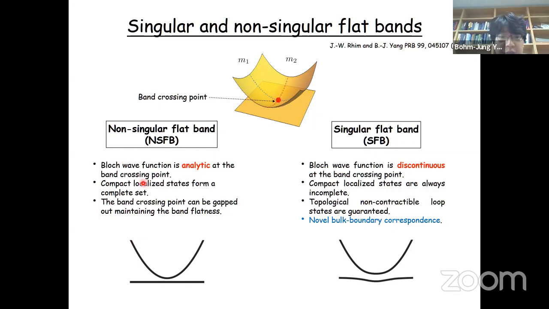In the first case, the compact localized states form a complete basis. On the other hand, in this case the compact localized states are always incomplete. We need a non-contractible loop state. Another important, interesting difference between these two classes is that in this case, we can open a gap at this crossing point while keeping the flat band flat. On the other hand, in this case, once you open a gap at the crossing point, this flat band always develops dispersion. This is another important difference between these two classes of the flat band.